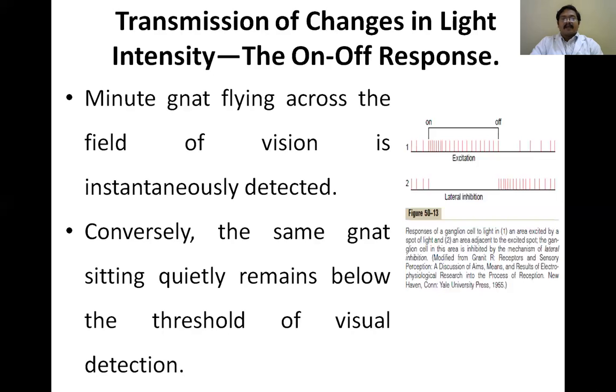When a minute gnat flying across the field of vision is instantaneously detected, conversely, when the same gnat remains stationary, we cannot detect it because it is below the level of the threshold of detection. When it is flying across the field of vision, it is instantaneously detected.